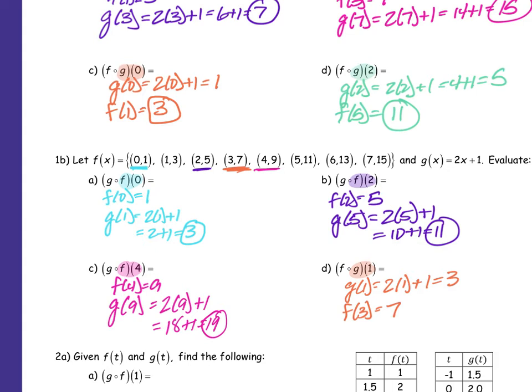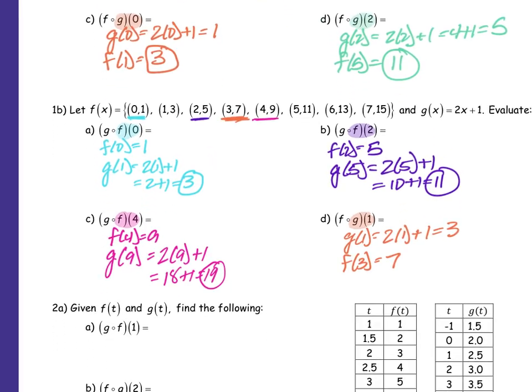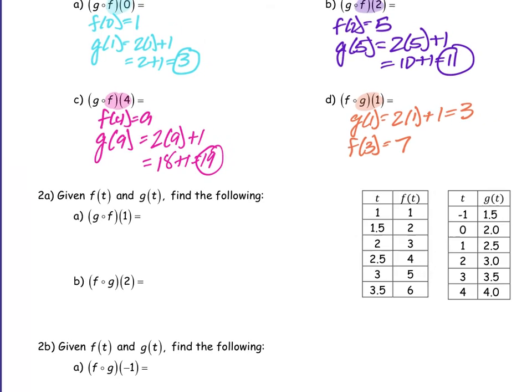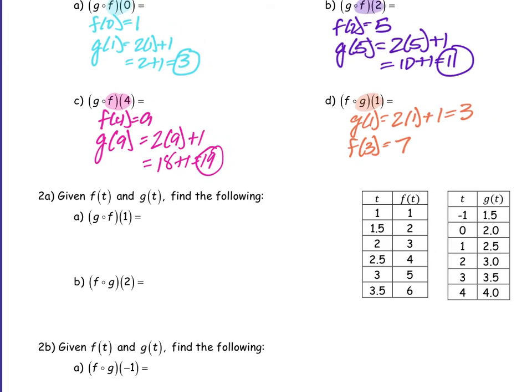Questions? Everyone good with that? Nice job. Okay, so now we're going to move to tables. Pretty much the same as a point, because tables are just ordered pairs in a different form, right? So I just want to pay attention to which table is which. This table is F, and this table is G.